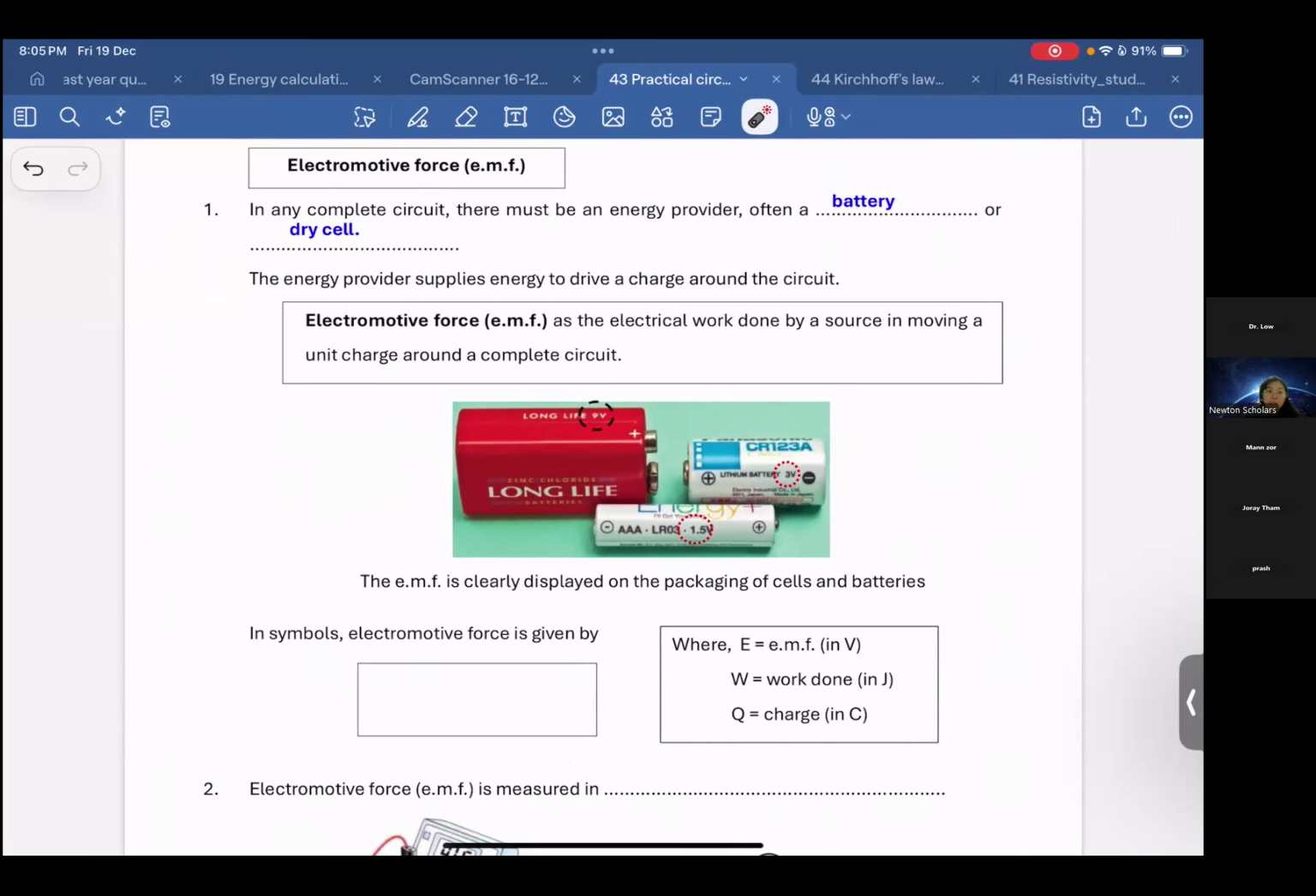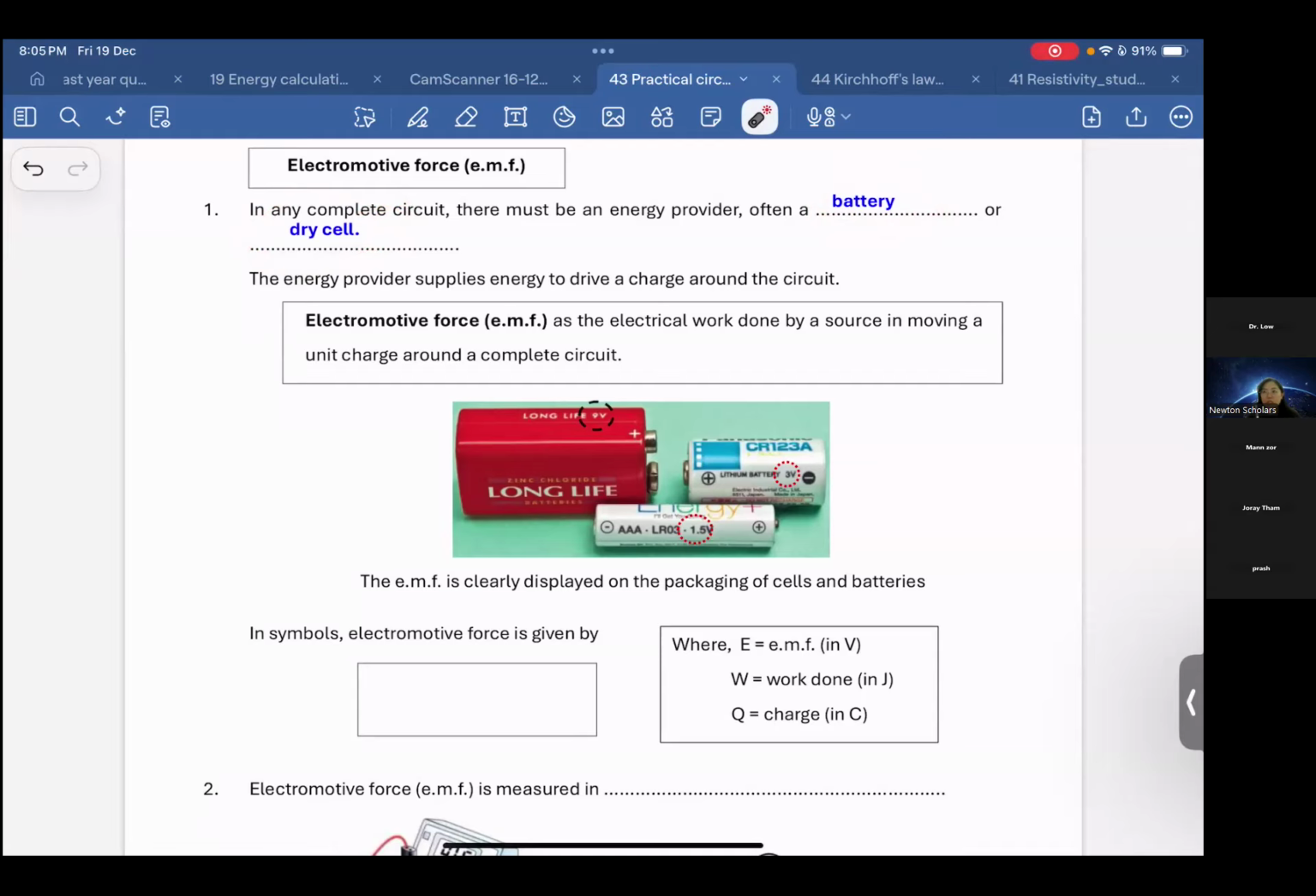EMF. In any complete circuit, we must have the energy provider. We know that current tries to flow, but there must be some source pushing the current to flow. So what is the source pushing current to flow? The answer is the EMF in the circuit, or we say potential difference. But for EMF, this one is for the source. Normally it's for the battery, power supply, whatever power supply, we call it EMF.